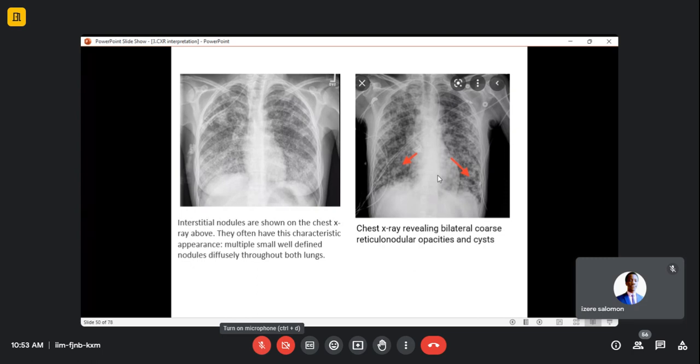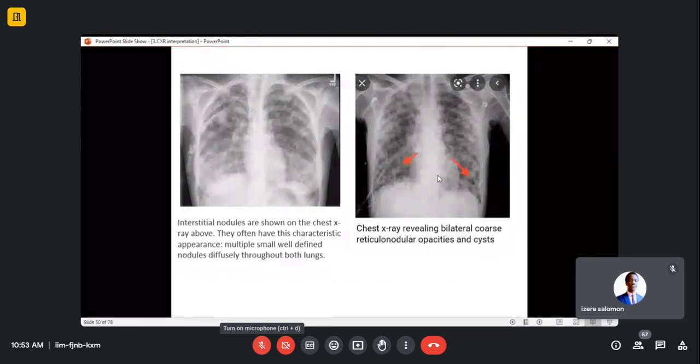I have a question. On the first image, I see the silhouette sign would be positive.